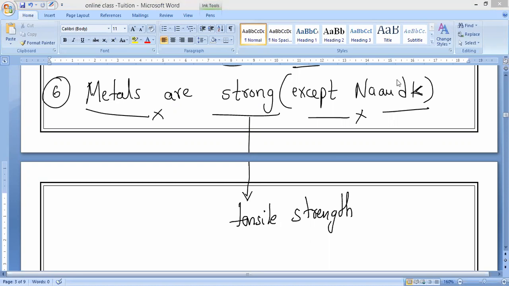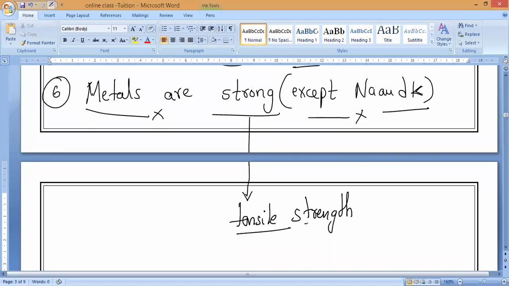Suppose you take an iron bridge, even if a train is passing on it, it will never break. Yes or no, guys? That is why we make railway lines and girders with these metals, because they have very, very high tensile strength, except sodium and potassium.